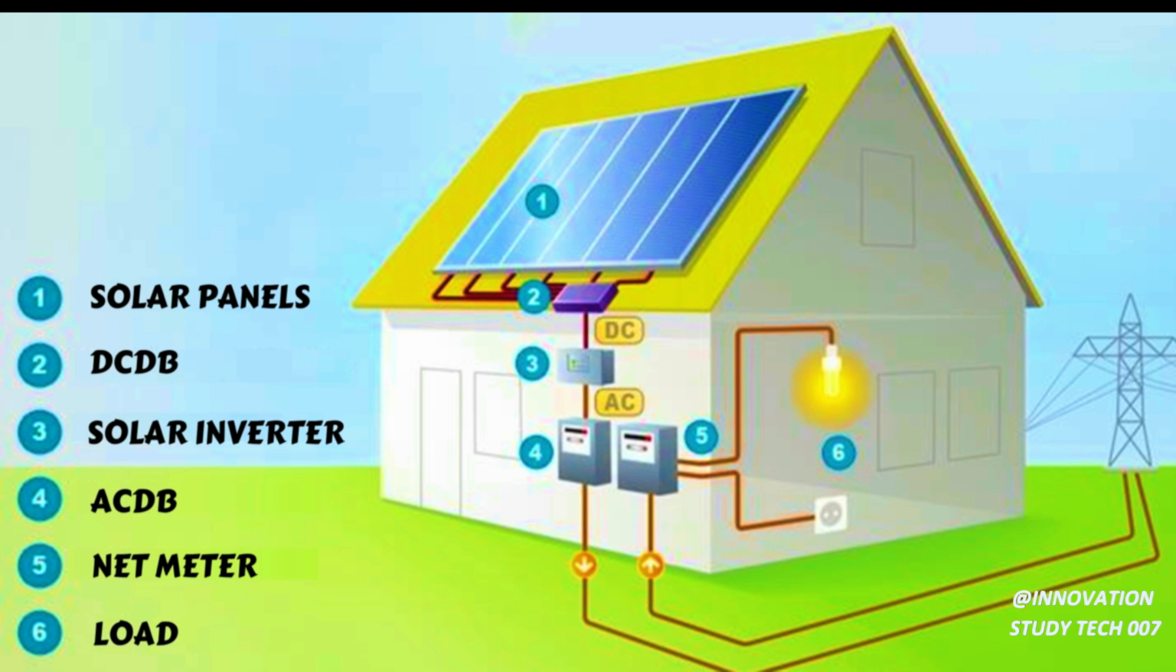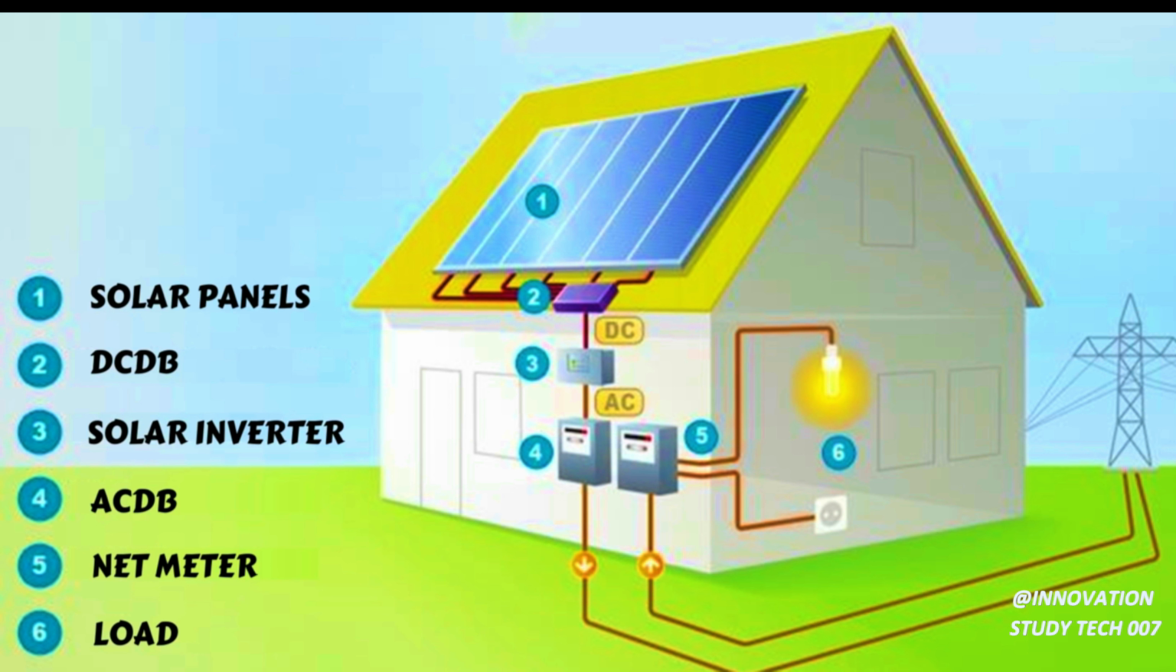Moving on, number 5 is the net meter, which is also called a bidirectional meter. This is for the purpose of billing and keeping the records of units transactions with the local DISCOM. It manages the import and export reading. We will see more details about the net metering in the later segments.